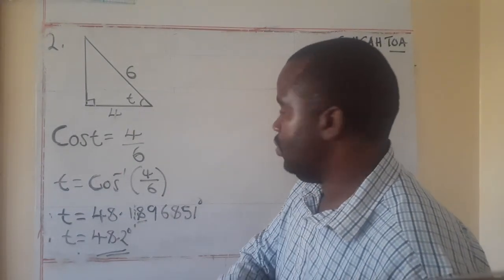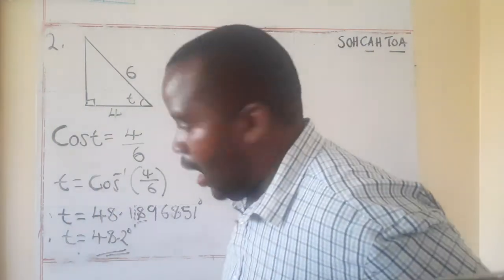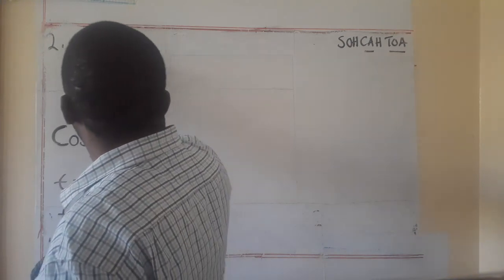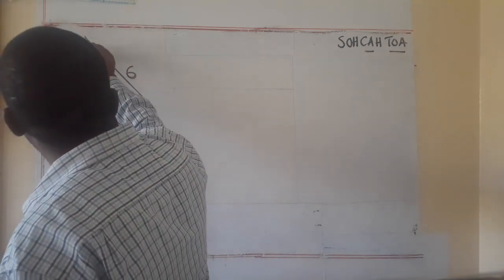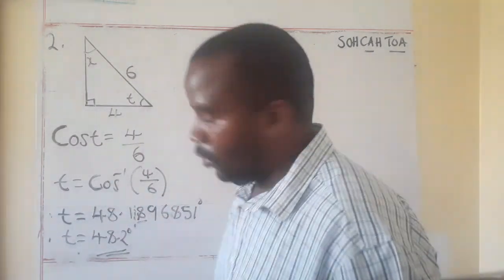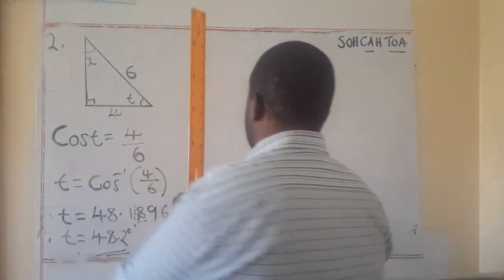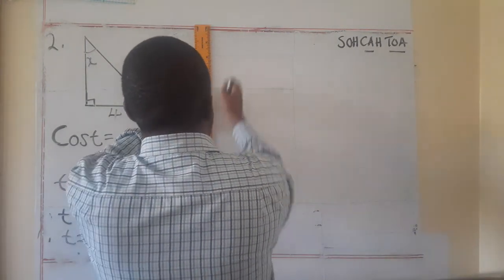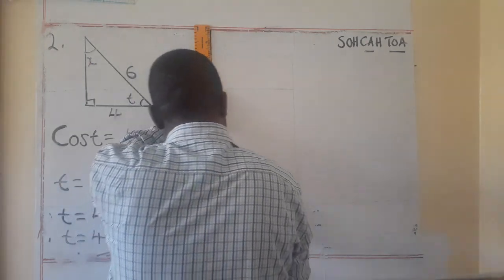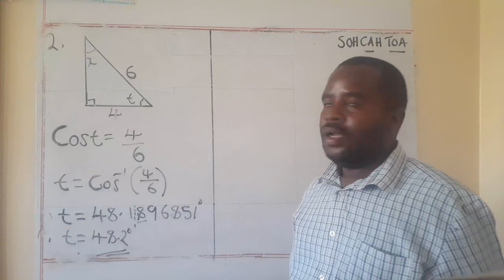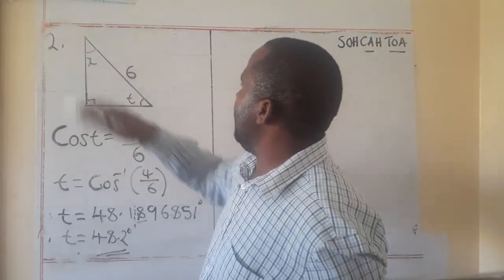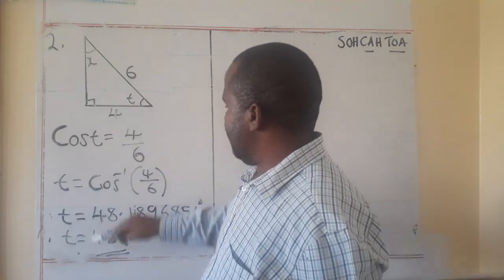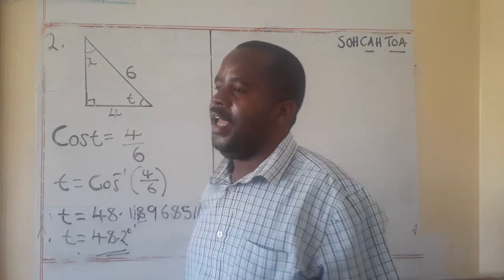Now we know this angle T. Suppose this other angle is x. How can you get it? For that one, if you want to find x, you can just say 180 minus 90 degrees plus 48.2, then you get x.